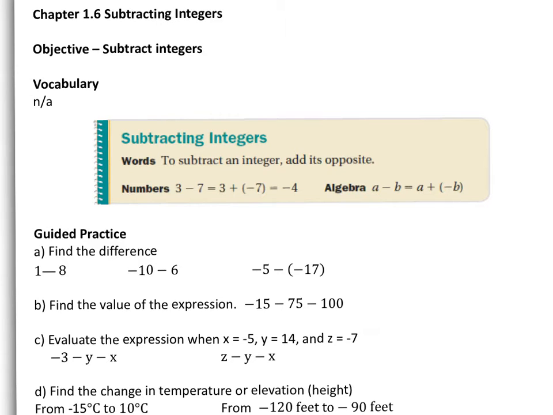1.6. Subtracting integers. In this lesson, we'll learn how to subtract integers. To subtract an integer, you simply add its opposite. So if I get 3 minus 7, all I have to change is the subtraction sign into an addition sign, and change 7 to negative 7. So this just means add the opposite of 7, which is negative 7. And again, 3 plus negative 7 will give you negative 4.